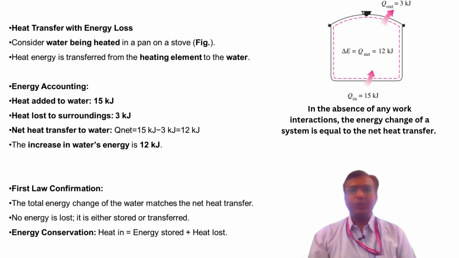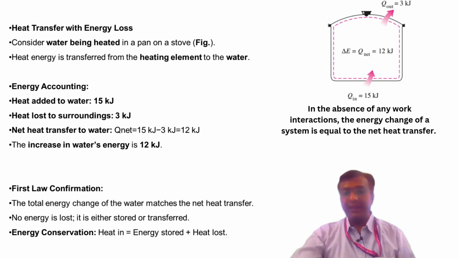Let's now consider a more realistic scenario of heat transfer when there are energy losses to the surrounding. This example will further illustrate the first law of thermodynamics and the importance of accounting for all forms of energy transfer. Consider a scenario where water is being heated in a pan. As the water is heated in a pan on a stove, heat energy is transferred from the heating element to the water, causing the water's temperature to rise.